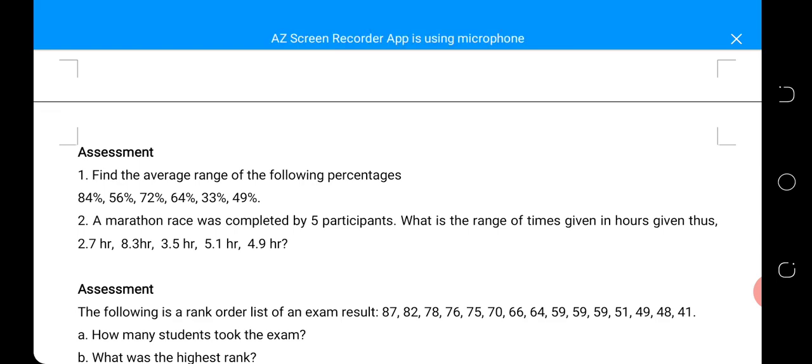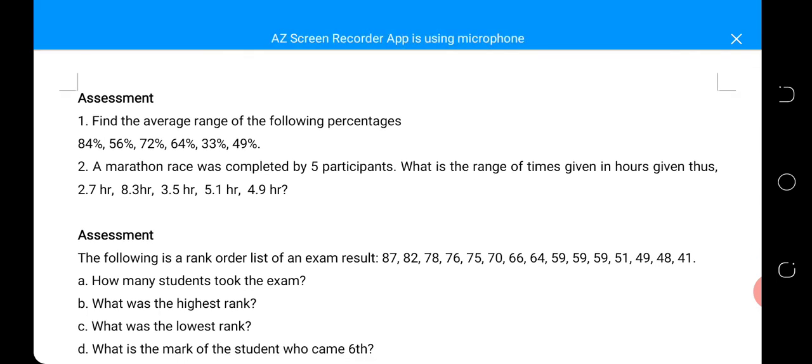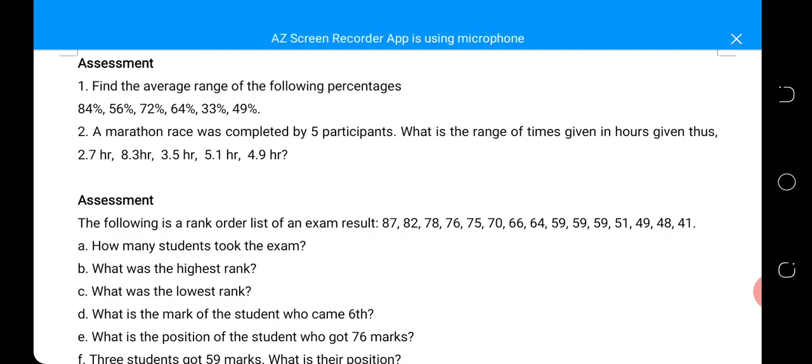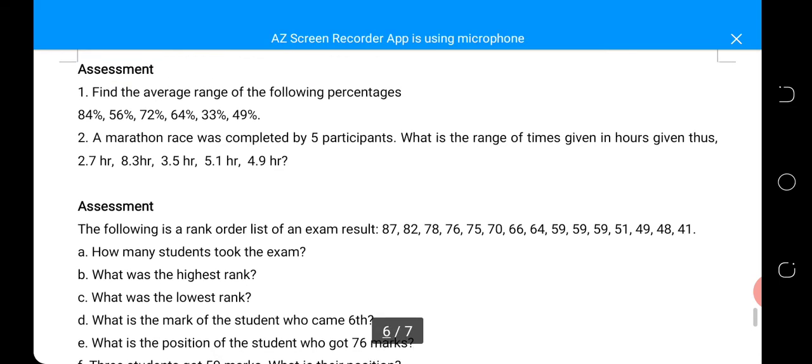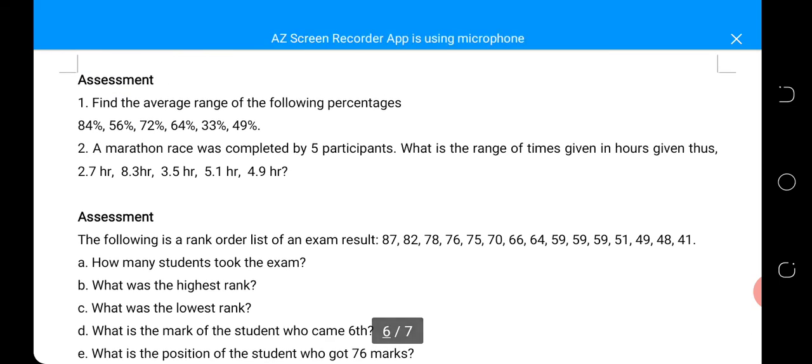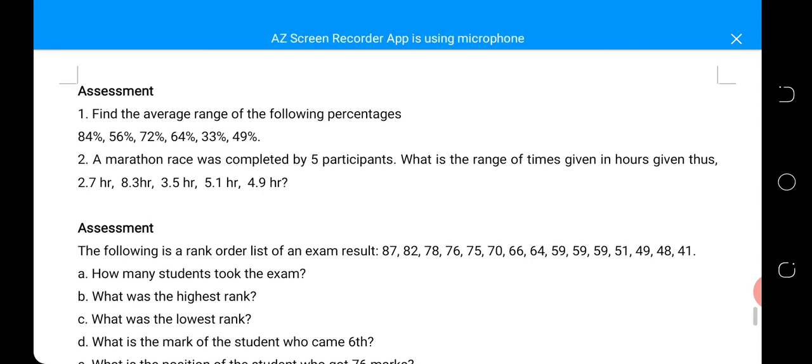Assessment. The assessments will be uploaded in your assignment portal. So the students are able to attempt the questions and upload their answers on or before the stipulated deadline.